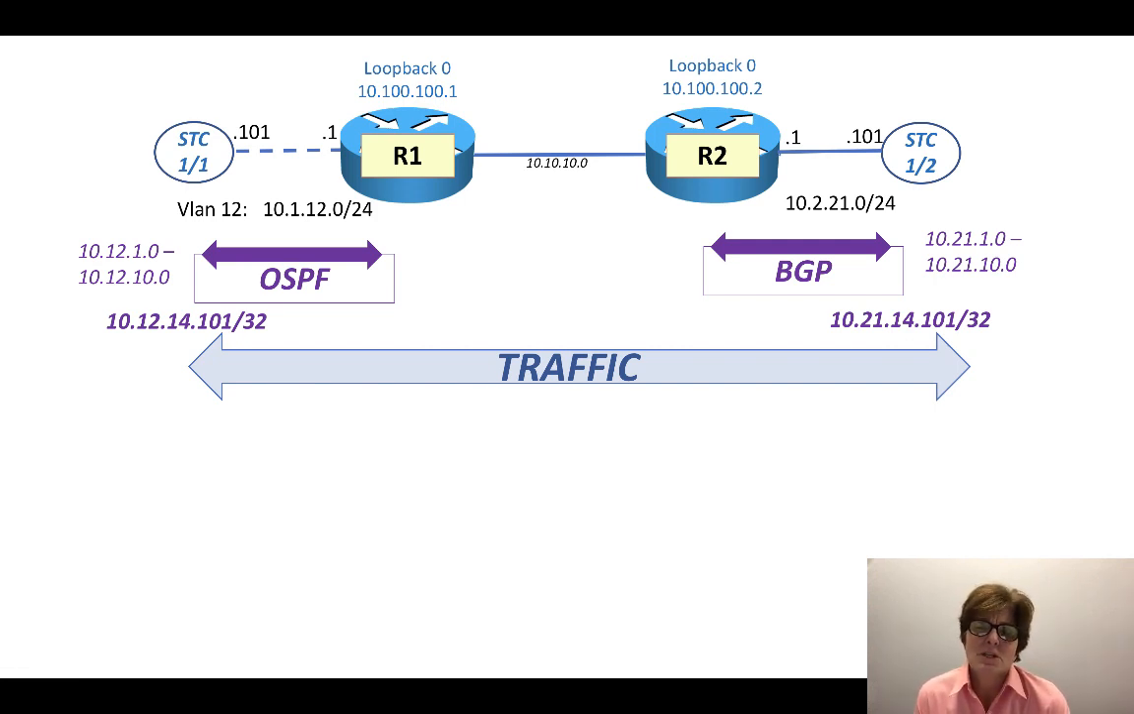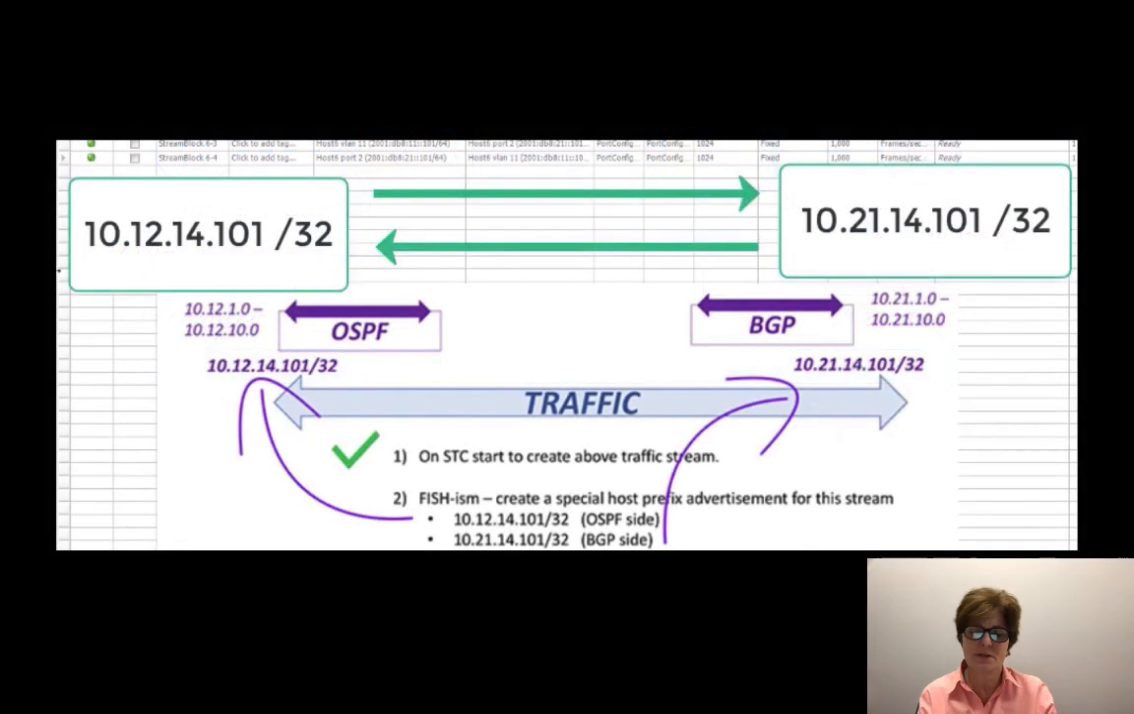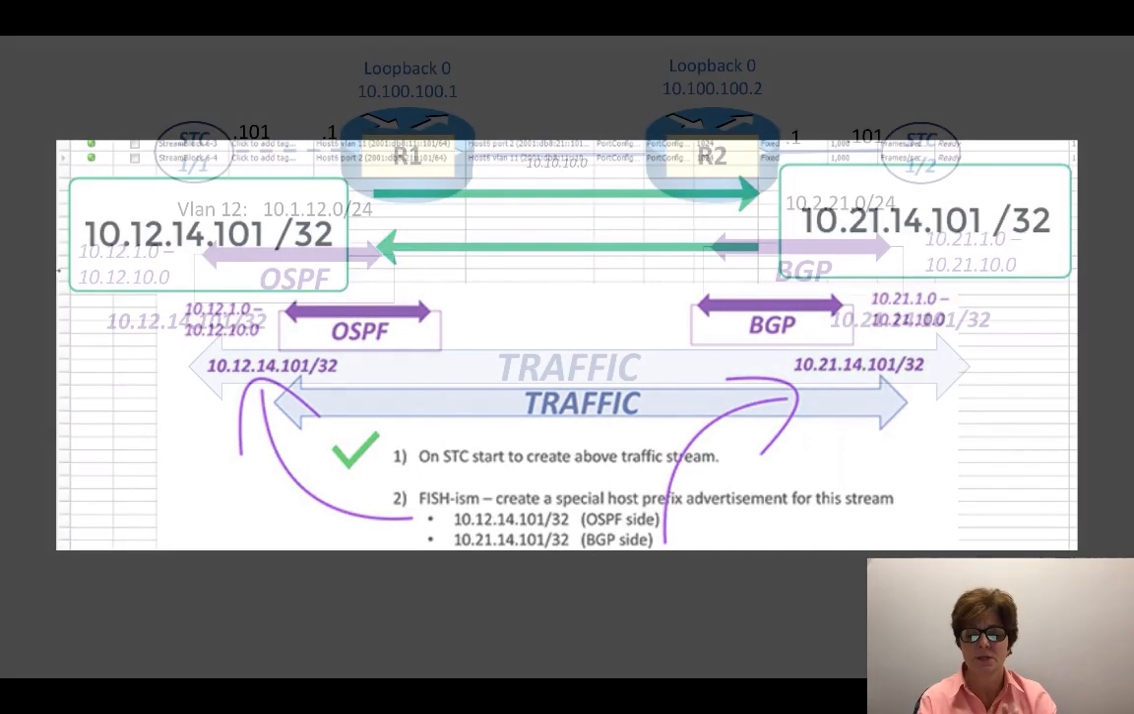Welcome back to a little bit more elaborate fun networking with fish. So we have our OSPF and we have our BGP, and we have our traffic that's actually going through between the two host prefixes that are being advertised by OSPF and BGP respectively.